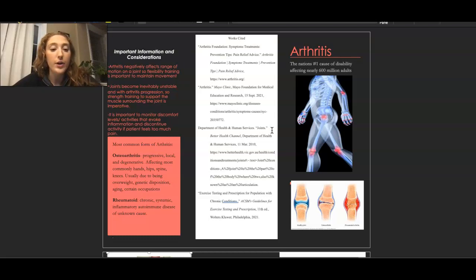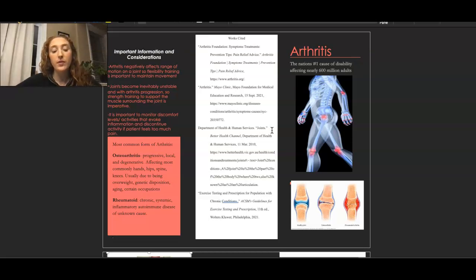It's also important to monitor discomfort levels and activities that evoke inflammation and discontinue activity if the patient feels too much pain, because 9 times out of 10, when you're performing an exercise session with a patient who has arthritis, as soon as one activity kicks off that pain level for them, they're set into a phase of severe pain, severe inflammation that usually takes some time to go down, some time to come back from. So anytime you have any exercise or activity that evokes that, then you should stop immediately.